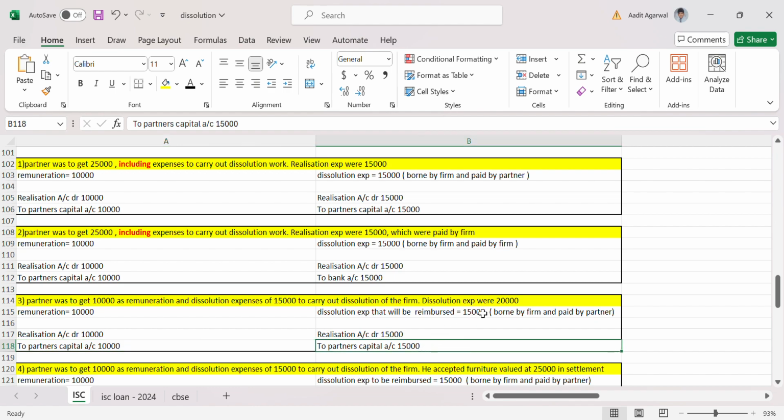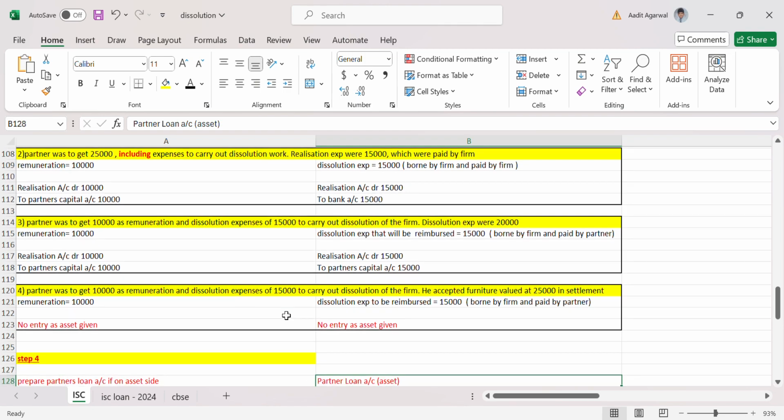There's another sentence which says dissolution expenses were 20,000. Since you have arranged with him that you are going to pay 15,000 for dissolution expenses, and if partner ends up spending 20,000 on dissolution expenses, firm has nothing to do with the extra. Firm will only reimburse 15,000.